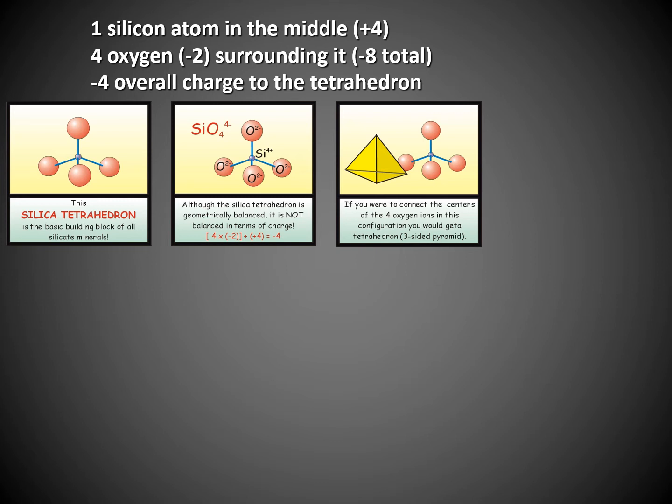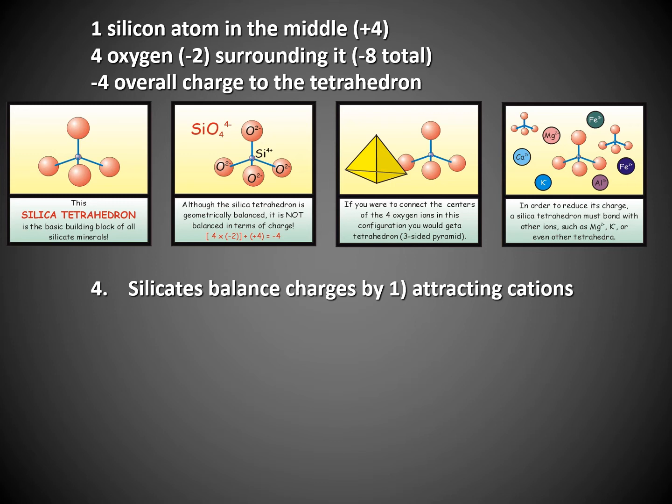That's where the term tetrahedron comes from. Kind of looks like a 4-sided pyramid. But since it has that -4 overall charge, it's going to attract some cations. So it can attract a +2 iron, and maybe a +2 magnesium, or maybe a +3 iron and a +1 sodium, or a +1 potassium. It's going to try to balance itself out by attracting cations.